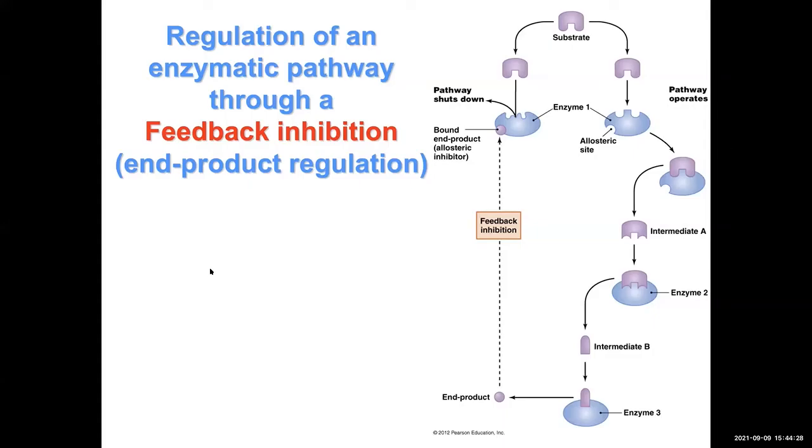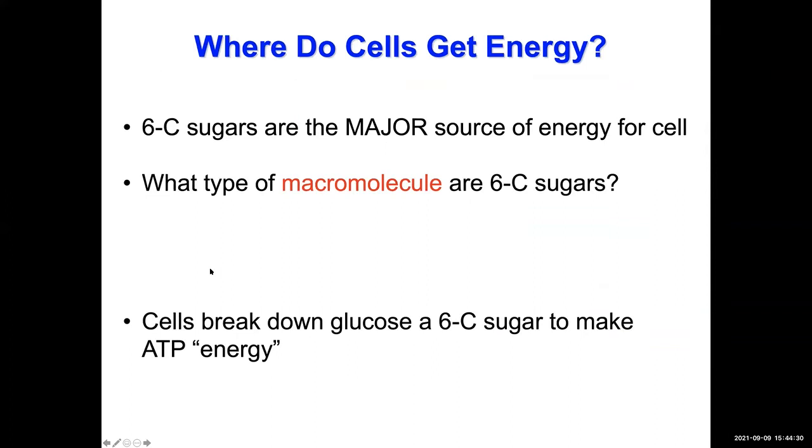So let's continue our discussion on this chapter as we're talking about microbial metabolism on lecture number 5. Okay, so where do cells get energy? That is the question. Most cells are going to get their energy from this 6-carbon sugar. So 6-carbon sugars are the major source of energy for the cell.